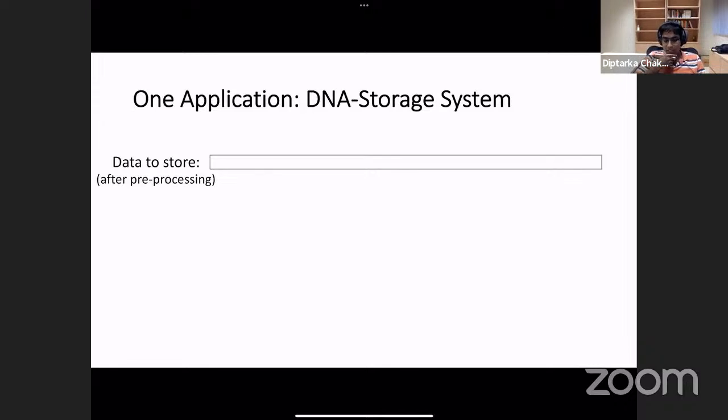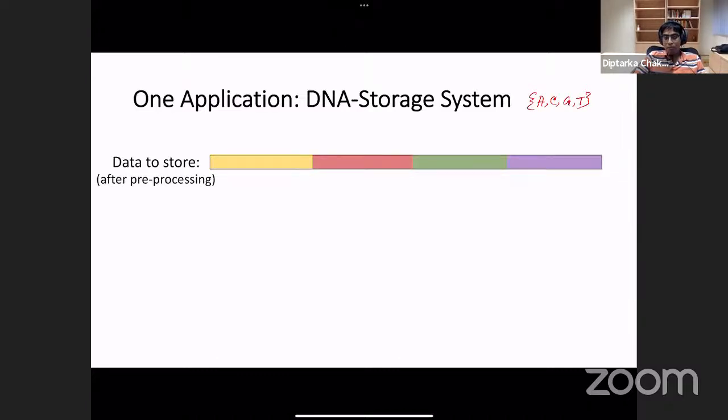So what happens in the DNA storage system? We are given data and we have to store it. There is some pre-processing involved before storing the data. Generally, first it has to be encoded in a sequence over the alphabet only A, C, G, T. This 4-letter alphabet, and then people randomize that sequence using some pseudo-random sequence, then use some error correcting codes, and then finally whatever we get is synthesized in the synthetic DNA.